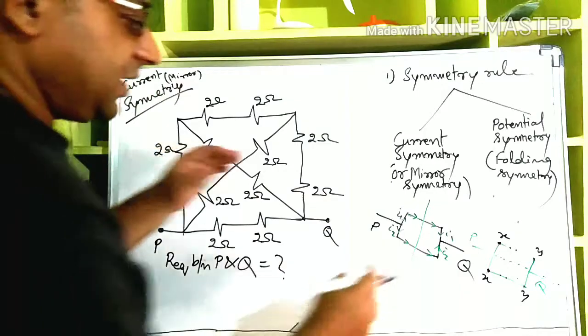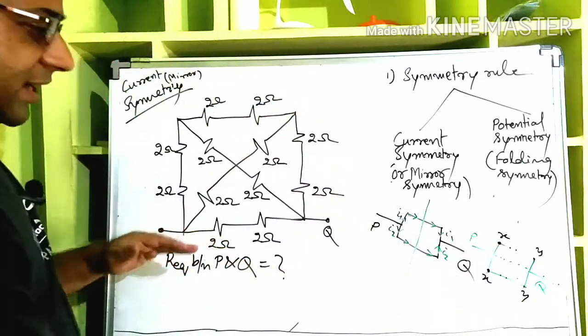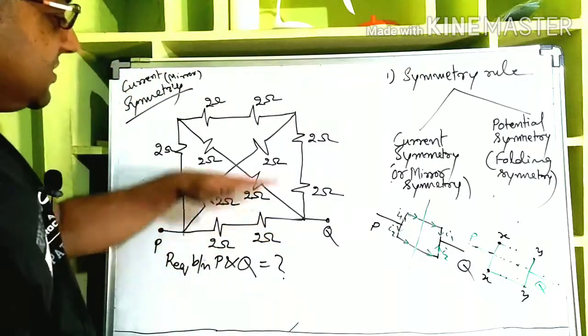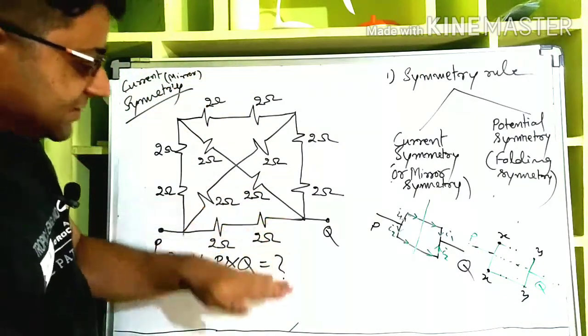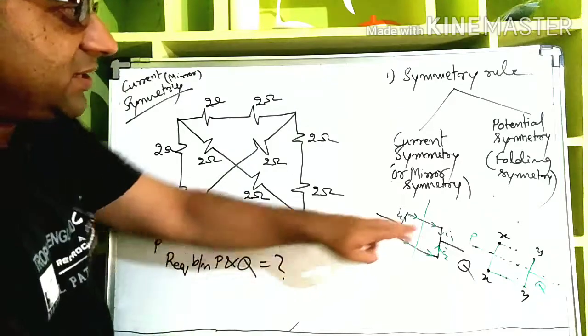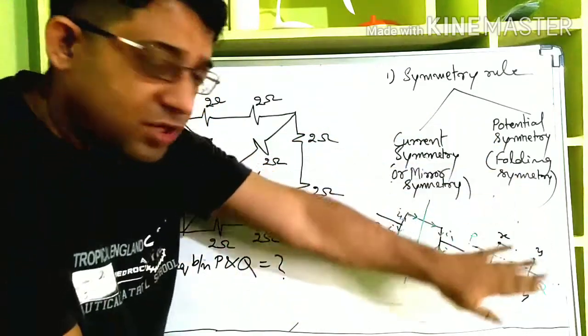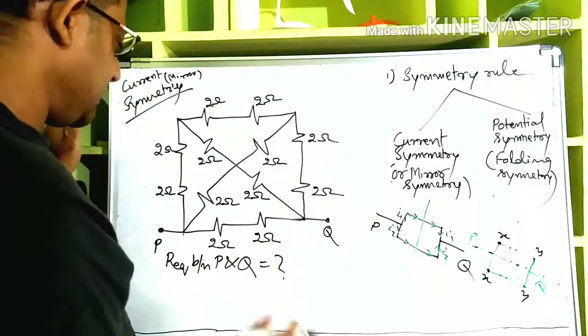Now see, we have to find it between P and Q. If we join P and Q, this side remains and that side is not replicated. That's why clearly it is not potential symmetry, it's a current symmetry. Let us see whether it is.